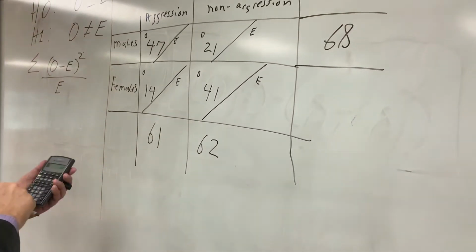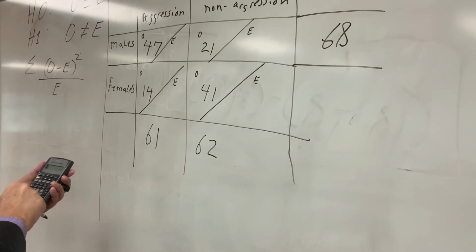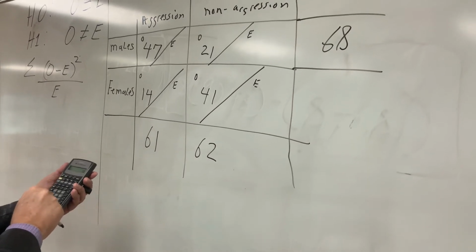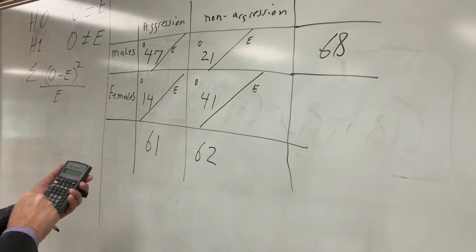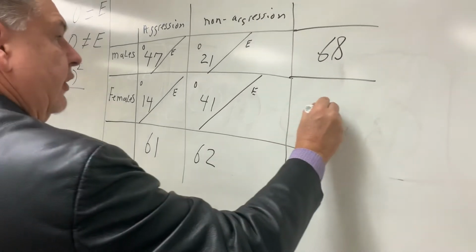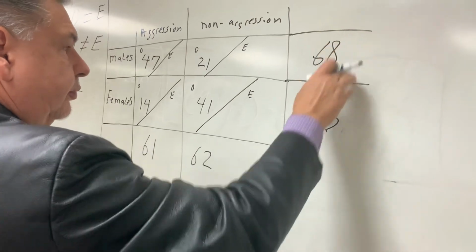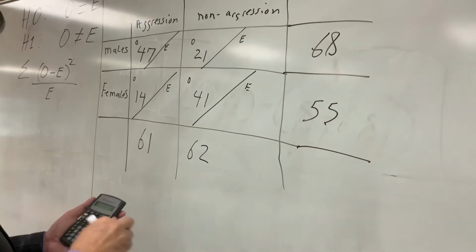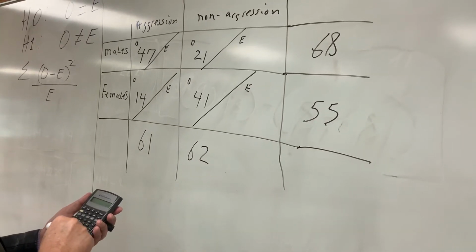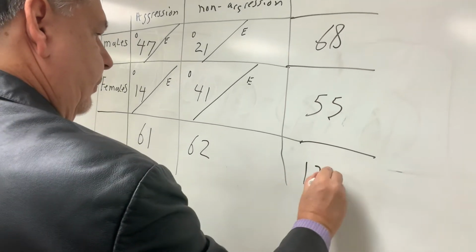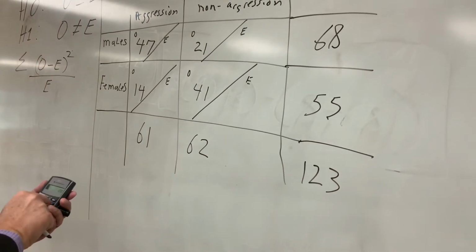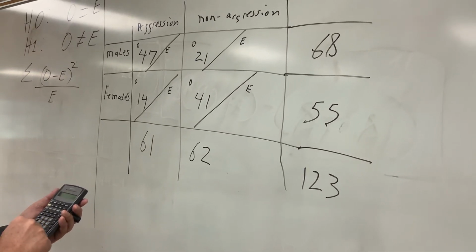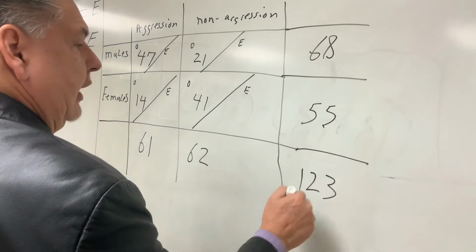And now I've got 41 plus 14 is going to equal, hang on, messed up. 41 plus 14 is equal to 55. Now, I'm going to total this up again and get a grand total. So I've got 68 and 55 is equal to 123. Now I'm going to add these up, and hopefully I have a match. 61 plus 62 equals 123. So this is my grand total here.